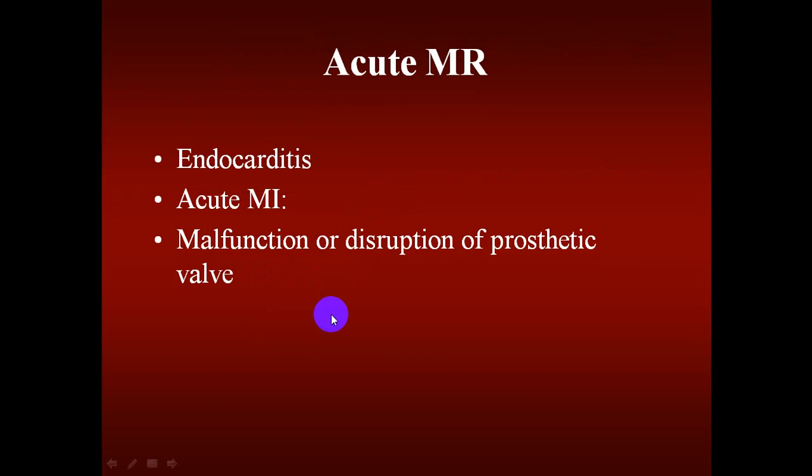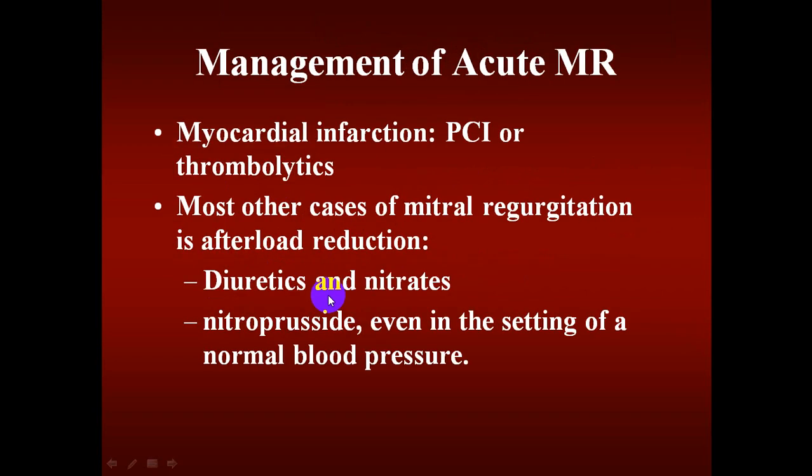The causes of acute mitral regurgitation are endocarditis, subacute bacterial endocarditis, acute myocardial infarction, as we said the STEMI, especially of the anterior wall, because of transmural necrosis, and malfunction or disruption of a prosthetic valve if the patient already has a valve prosthesis. So in myocardial infarction management, do PCI, as we said, it's mostly STEMI. If PCI is not available, we can give thrombolysis.